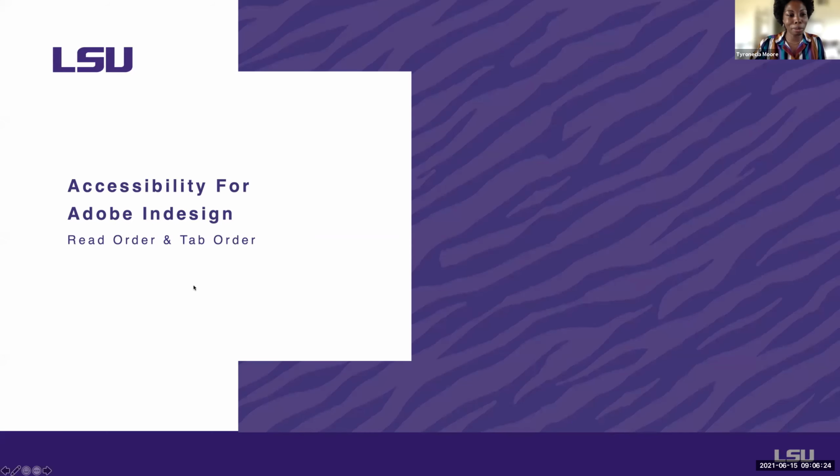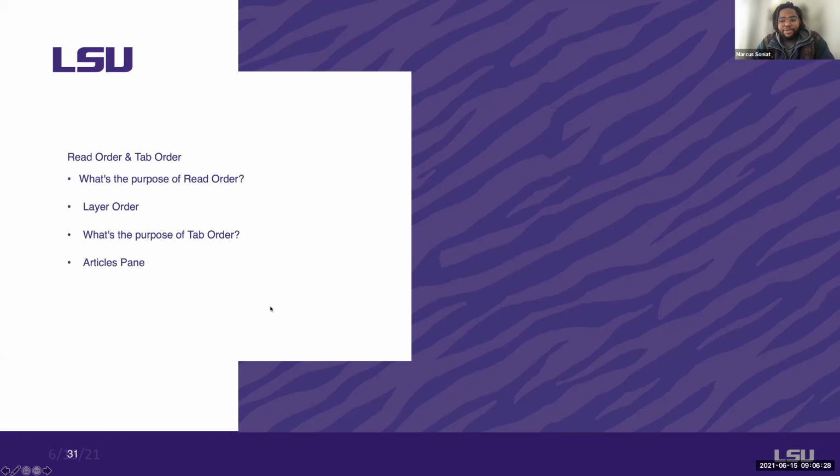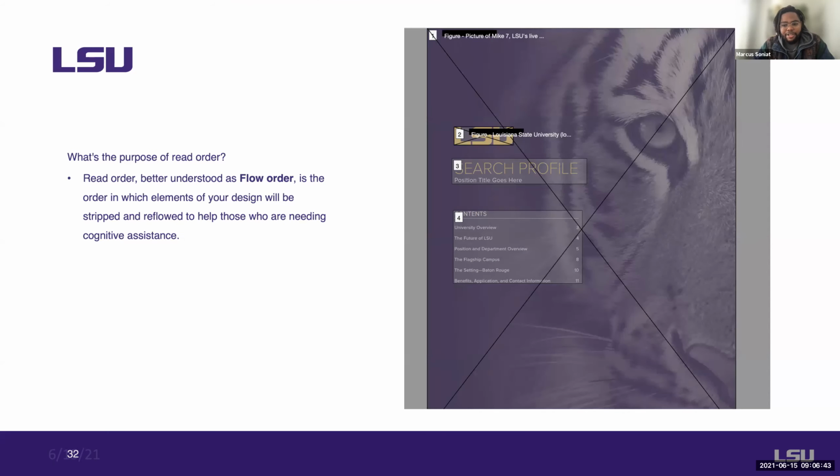All right, going to bring it back to Marcus for read order and tab order. Thanks, Ty. So we're going to be talking about the purpose of read order, layer order as a way to kind of control read order, and the purpose of tab order, and the articles panel. So on the next slide, let's talk about the purpose of read order.